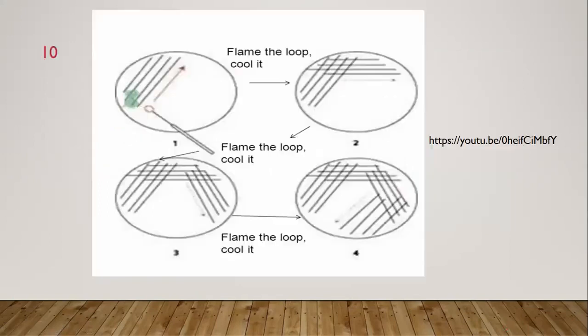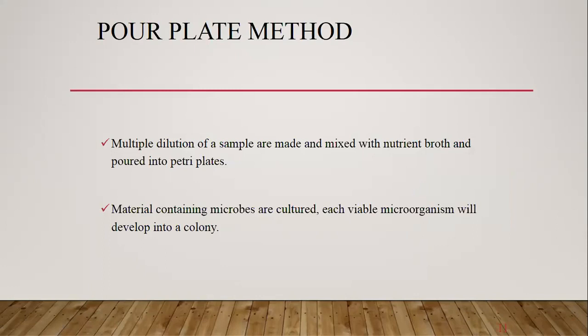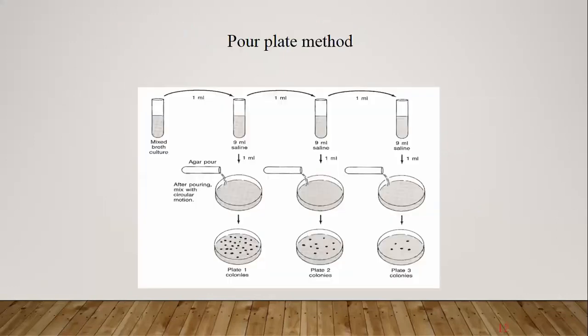The second method is the pour plate method. This method involves plating a diluted sample mixed with melted agar medium. Tubes containing a measured amount of sterile distilled water are taken, and into the first tube 1 ml of the mixed broth culture is added. Here you can see this is a tube, also called a bert. So what exactly is a bert? A bert is a large-size test tube which contains sterile agar medium.